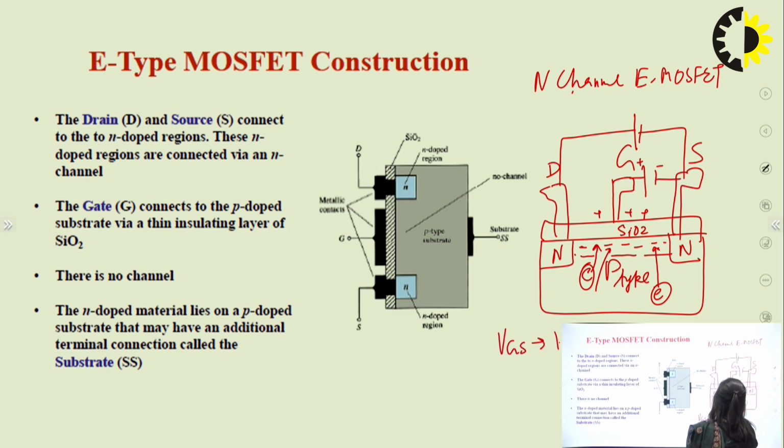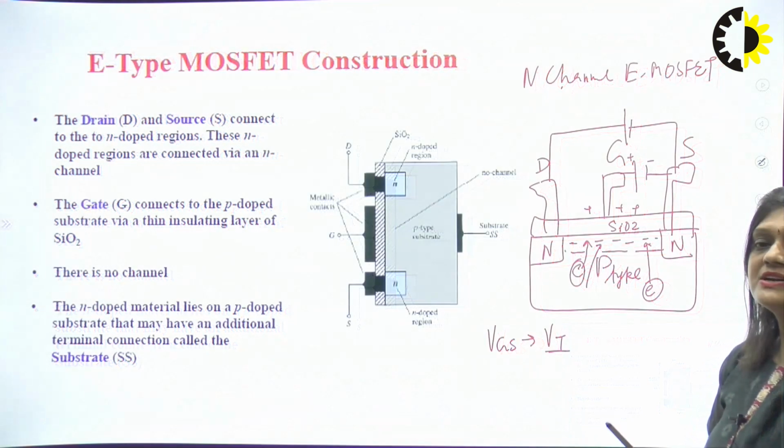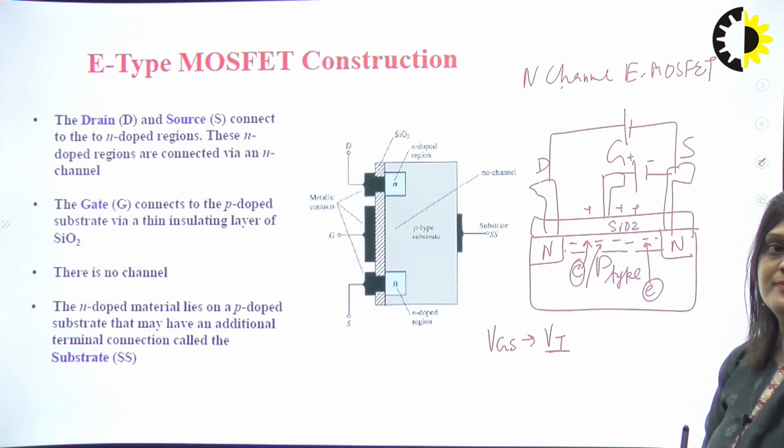This VGS has a threshold voltage VT. It means we have to increase the VGS up to a threshold level so that a proper channel may be constructed in between these two blocks. After the construction of the proper channel, then only this MOSFET will work.